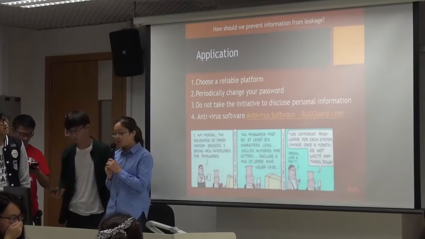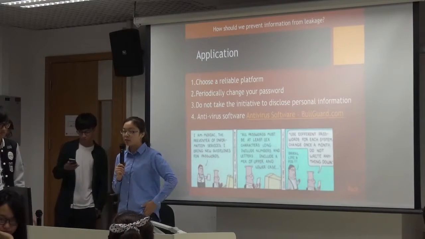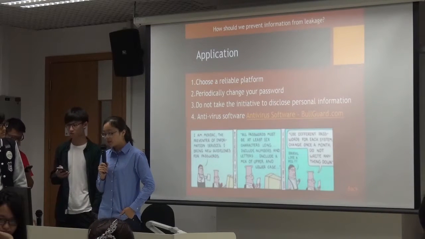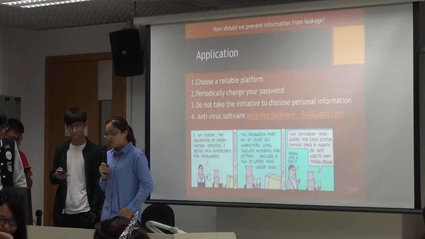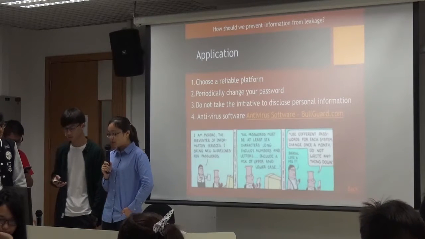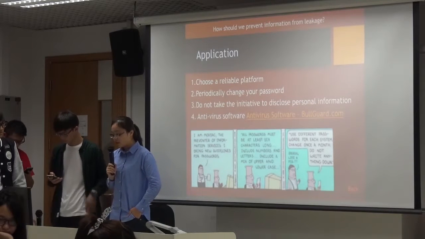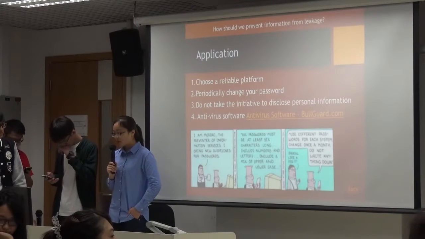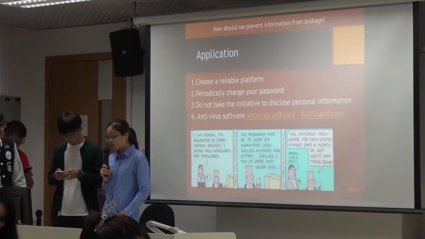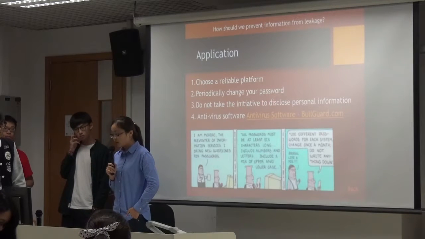How should we prevent information from leakage? This question is designed by ourselves, and we have these applications. Number one, choose a reliable platform. Number two is to periodically change your password. Number three is to not take the initiative to disclose personal information. Number four, use antivirus software.